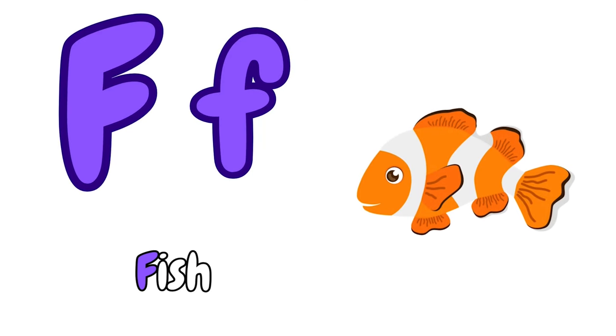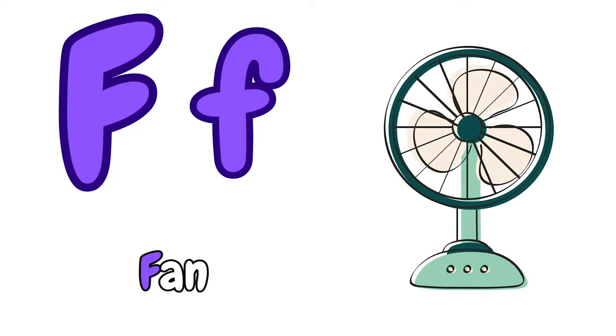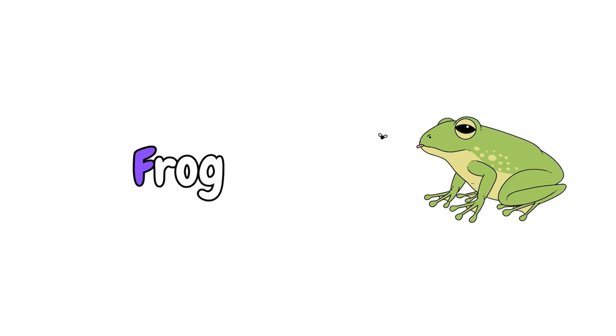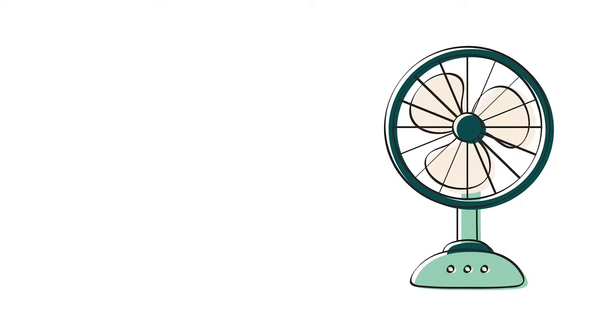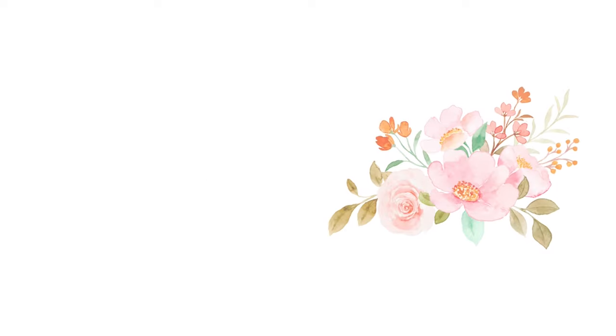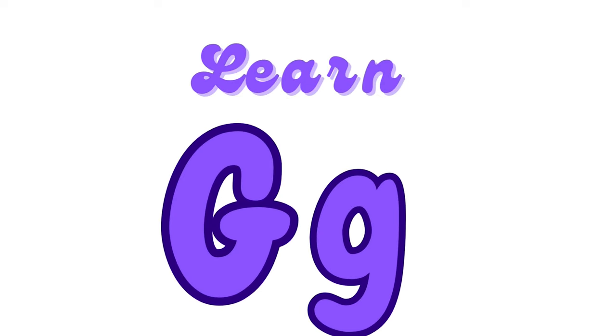F for Fish. F for Frog. F for Fan. F for Flower. Can we say once again, kids? F for Fish. F for Frog. F for Fan. F for Flower. Yes, today we are going to see about alphabet G.